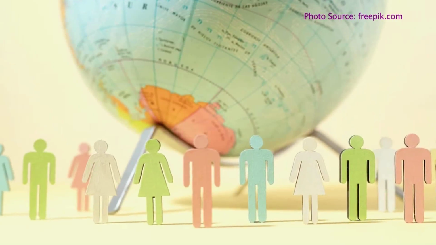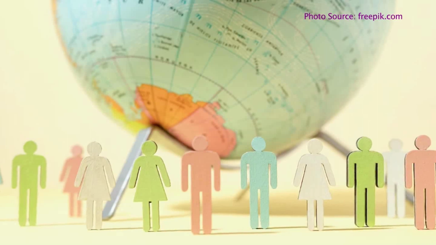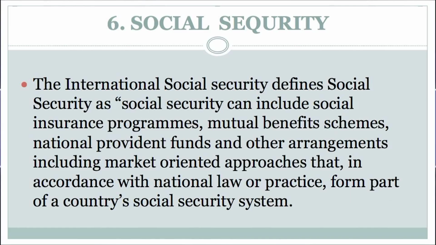The International Social Security Association defines social security as follows: social security can include social insurance programs, mutual benefit schemes, national provident funds, and other arrangements, including market-oriented approaches that, in accordance with national law or practice, form part of a country's social security system.